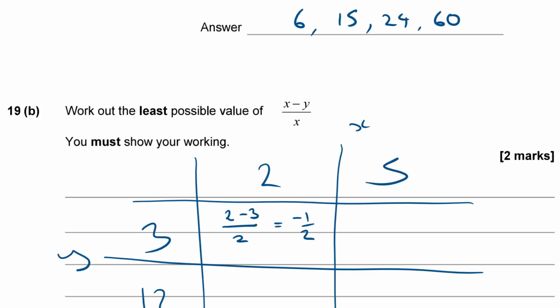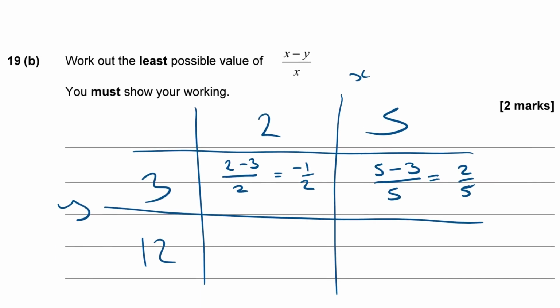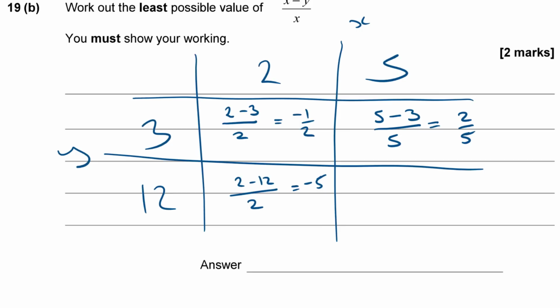Now the next box along would be 5 subtract 3 divided by 5. What's that then? 5 subtract 3 is 2, that would be 2/5. The next box along would be 2 subtract 12 divided by 2. 2 subtract 12 is minus 10 divided by 2 is minus 5. And then finally, 5 subtract 12 divided by 5. 5 subtract 12 is minus 7, so that would be minus 7/5.